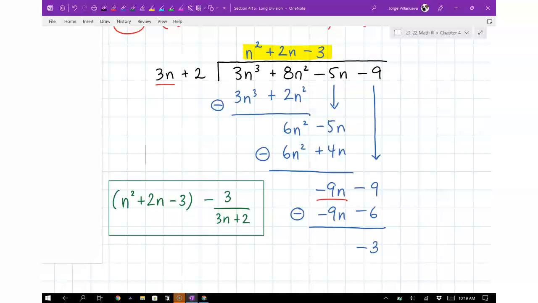Any questions on this one? It takes time. Organize your work, line up your numbers, okay? Make sure that you're not writing things all over the place. Organize the work that you have.